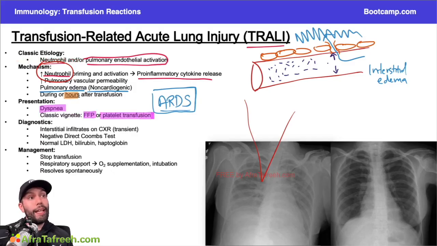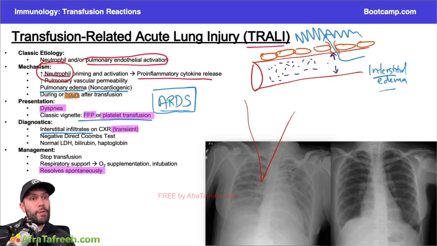In the other situations we talked about, a lot of them referred directly to red blood cells. We're not saying you can't have this happen with a red blood cell transfusion, but what's the classic vignette? What are the things I'm looking for? Shortness of breath, increasing oxygen requirements, interstitial edema. And you can also see that on the chest x-ray. You can see all of this haze in the lung fields, and the patient will classically have received fresh frozen plasma or a platelet transfusion. We already said interstitial infiltrates on the chest x-ray. The key here is that it's transient, and a lot of these will resolve spontaneously.